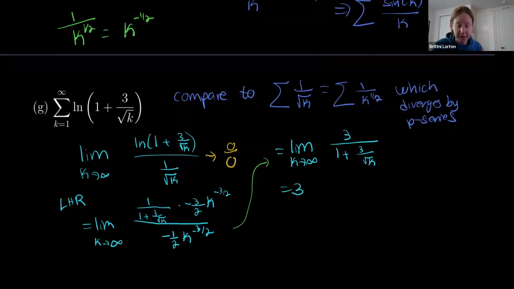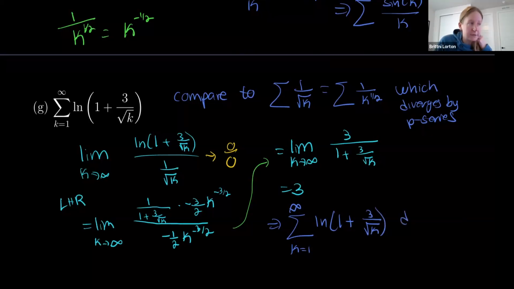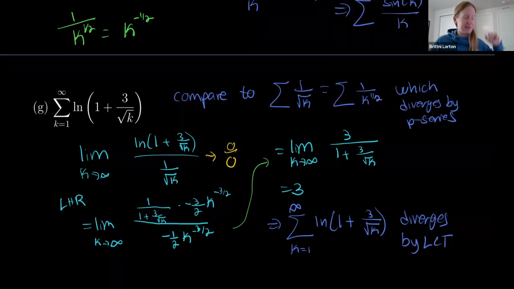And then going back to that limit comparison test, if you want to scroll back up in your notes, you'll see that if I got a finite number, then the two series have the same property, which is either they both converge or they both diverge. And in this case, I was comparing it to something which diverges, which means my series has the same property of also diverging. So the sum from k equals 1 to infinity of ln of 1 plus 3 over the square root of k also diverges by the limit comparison test. Ta-da!